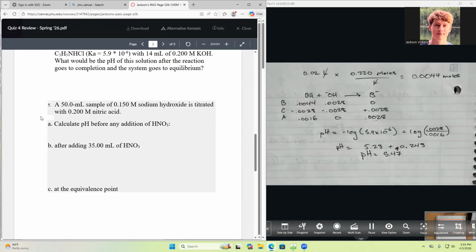But here we got one that is a strong acid, strong base titration. Has he done one of these with you guys? Okay, cool. So this is maybe the most simple type of titration. We have sodium hydroxide being titrated with nitric acid. And I want you to first calculate the pH before we've added any of the nitric acid. And then calculate the pH after 35 mils, and then find the pH at the equivalence point.